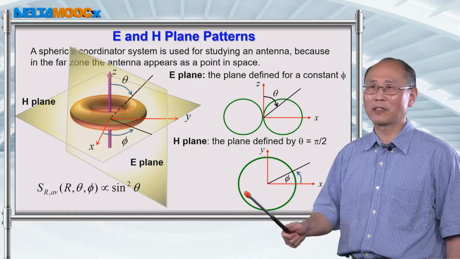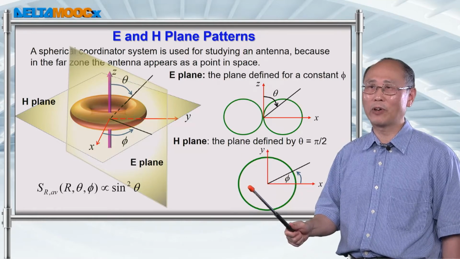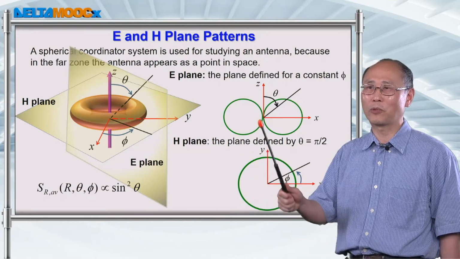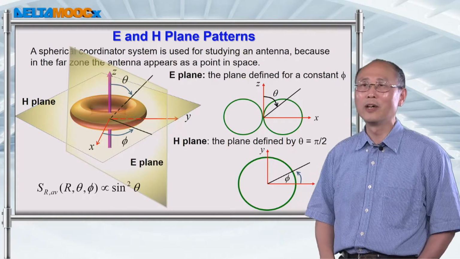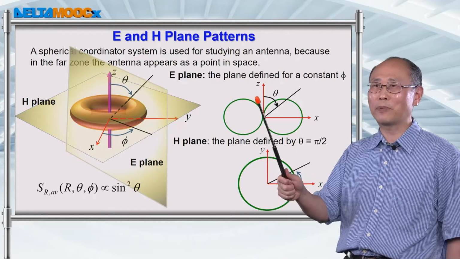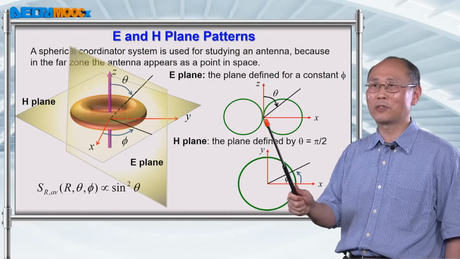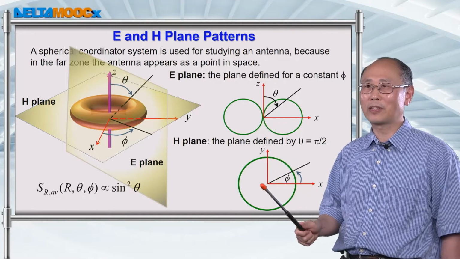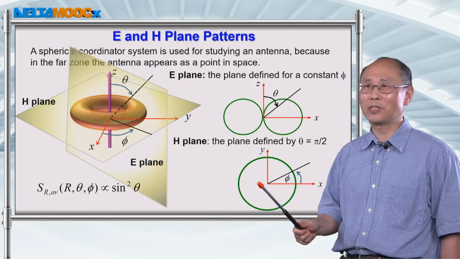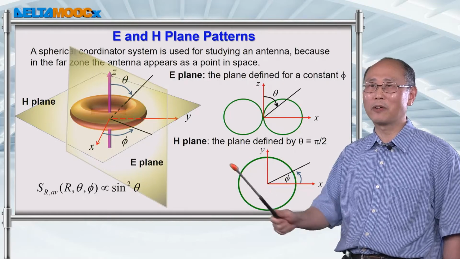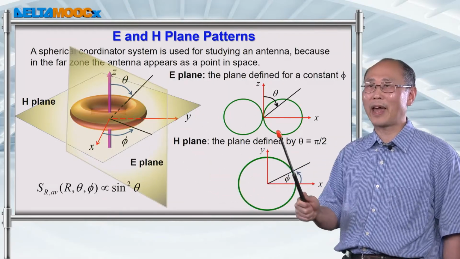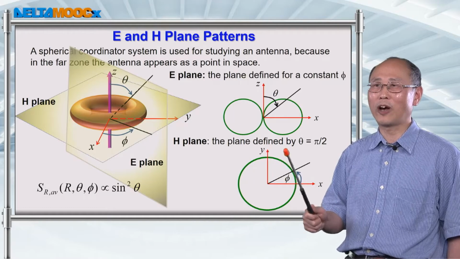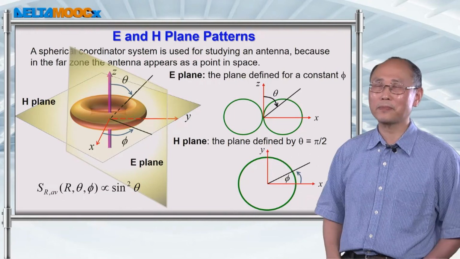And from those patterns, you can tell where you have the strongest radiation and where you don't have radiation. For example, from this E-plane pattern, apparently you see no radiation along the dipole axis direction. But from this H-plane pattern, you see symmetry of the radiation about the dipole axis. And at the 90-degree direction, you have the strongest radiation.